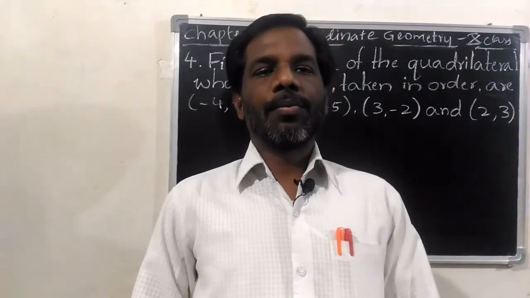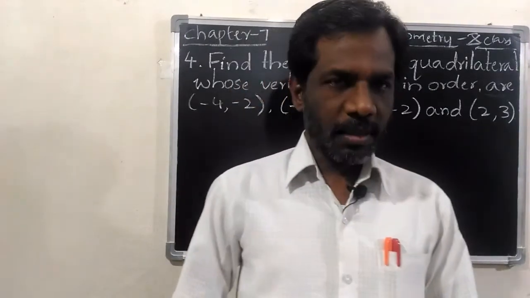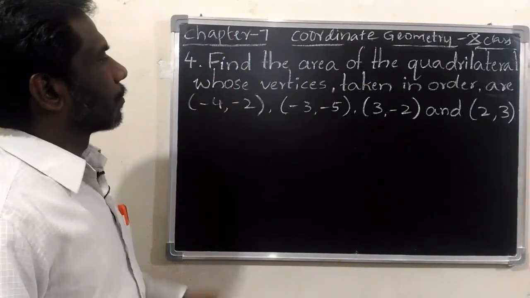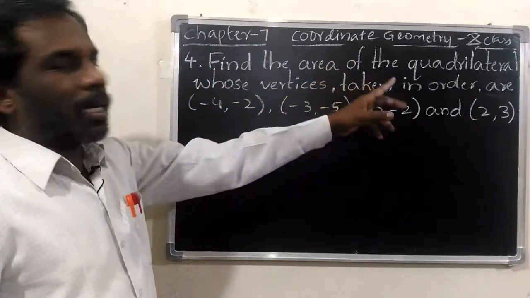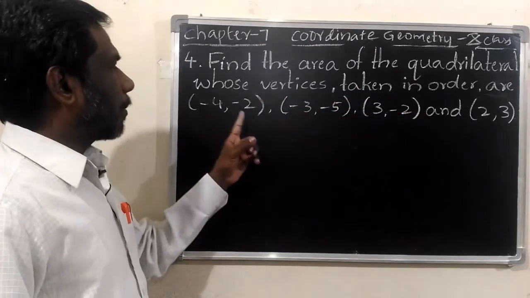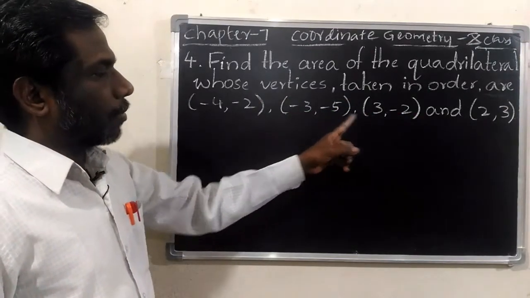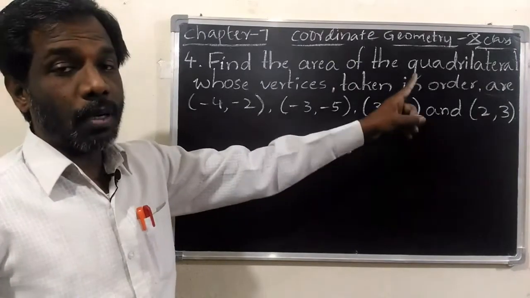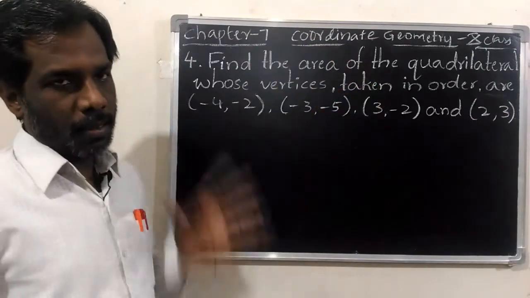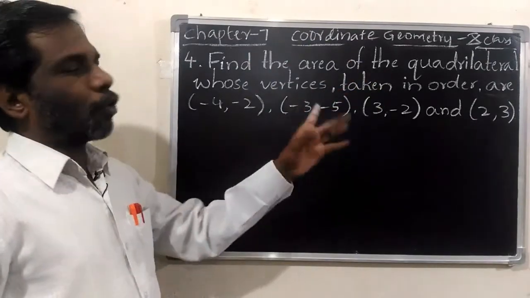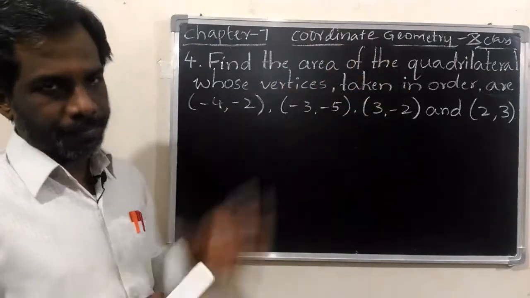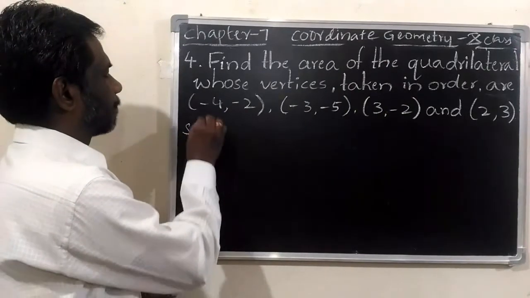Yes. Now we have one more problem in the same exercise. So exercise 7.3, question number 4. Find the area of the quadrilateral whose vertices taken in order are (-4, -2), (-3, -5), (3, -2) and (2, 3). So what they ask in the problem? Find the area of the quadrilateral, and 4 points are given. So we have to take that the points are in order. So let us solve this question.